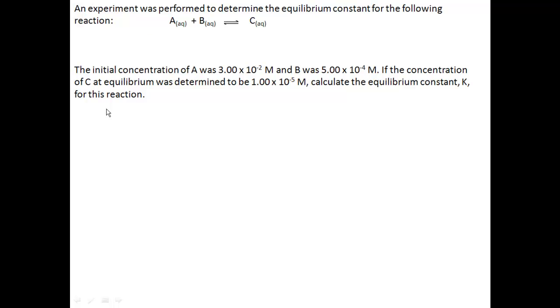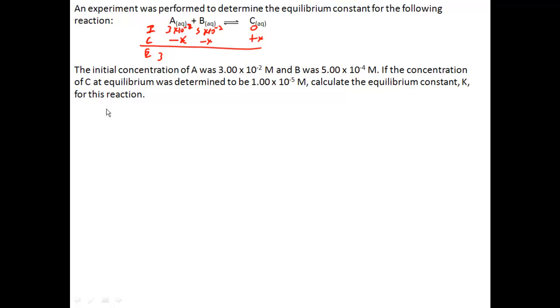This goes back to your ICE table. In this case, I know I got 3 times 10 to the negative second, and I have 5 times 10 to the negative second, and we have 0 C. Then we let equilibrium go. We don't know what's going to happen, but we know some of the A is going to change, and we're going to add some C because it's 1 to 1. We're increasing on the product side, decreasing on the reactant side.